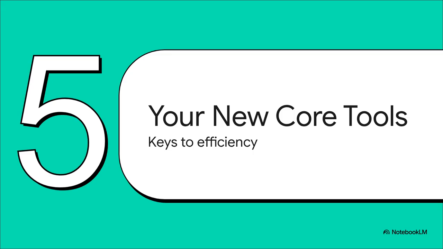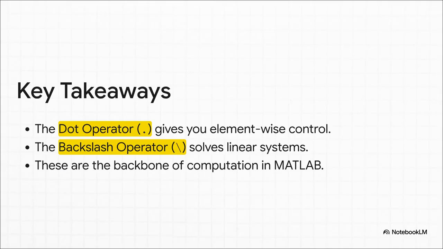All right, let's bring this all home. What we've really uncovered today aren't just a couple of commands. They're two fundamental tools, two core concepts that are absolutely key to working fast and efficiently in Matlab. So let's just quickly recap the two keys we've unlocked. First, you've got the dot operator. That's your tool for element-wise control, for doing those direct, piece-by-piece calculations. Then you have the backslash. That's your powerhouse shortcut for solving entire systems of equations. If you can master these two, you've basically mastered the backbone of how computation gets done in MATLAB.